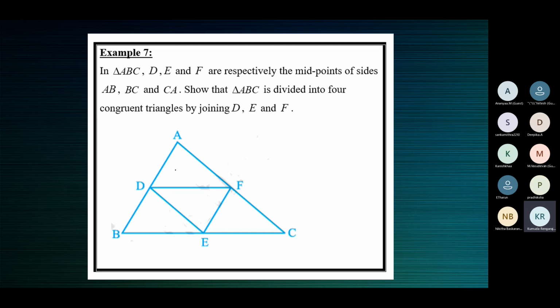Join the midpoints like this. Now the whole triangle is divided into four triangles: 1, 2, 3, 4. You need to show that these four triangles are congruent to each other. It's very simple. Let me number them.